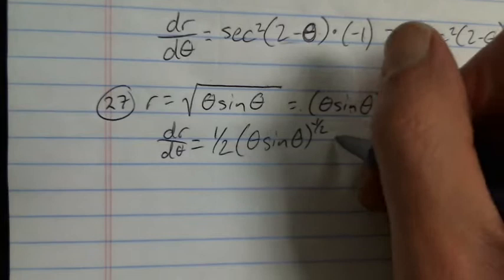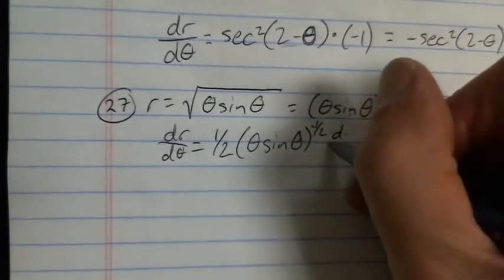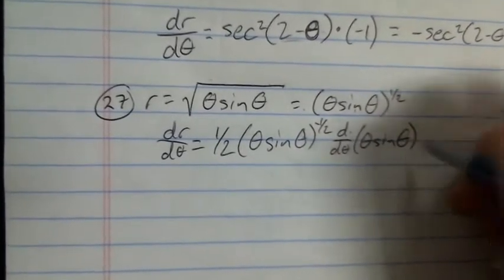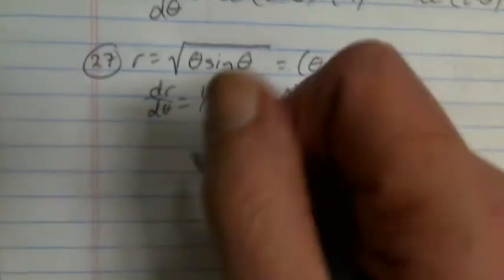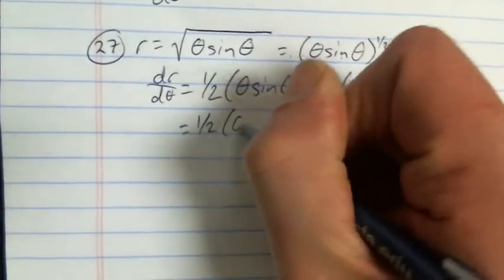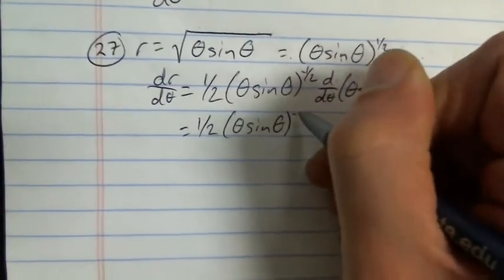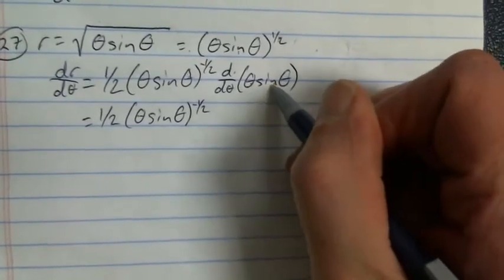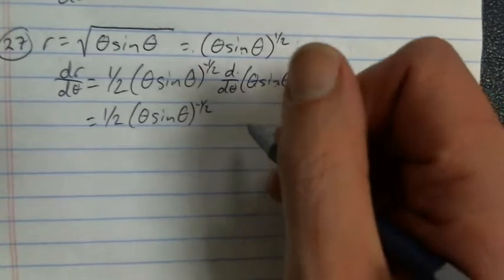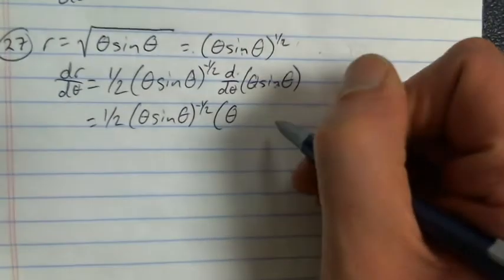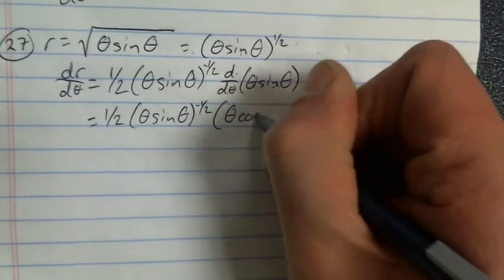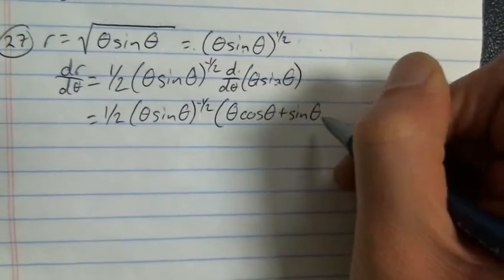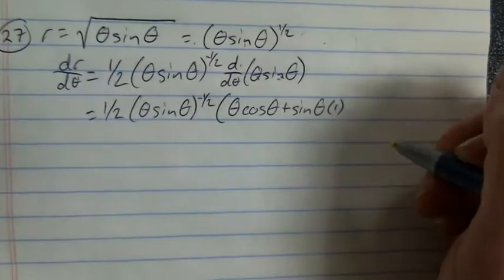And then we have the derivative of this inside. That's times the derivative of theta sine theta inside. So we'll keep 1/2 theta sine theta to the -1/2. Focus on this derivative: first times the derivative of the second, plus the second times the derivative of the first. That's our rule, product rule. So that's going to be the first times the derivative of sine, which is cosine, plus the second times the derivative of the first, which is just 1.